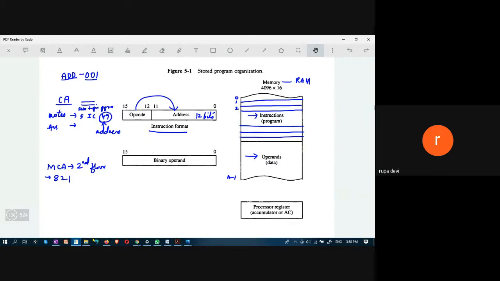1024. 1024 is 2 to the power 10. 2 to the power 11 is 2048. 2 to the power 12 is 4096. So how many locations do you have in this RAM if 12 bits are used for the address? Ma'am, I didn't get it.